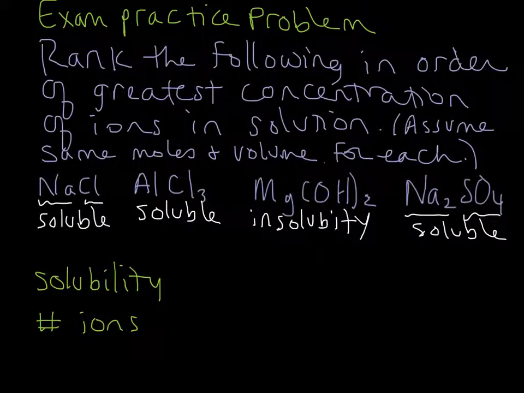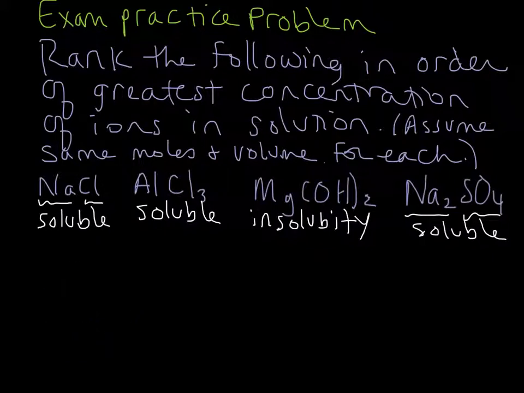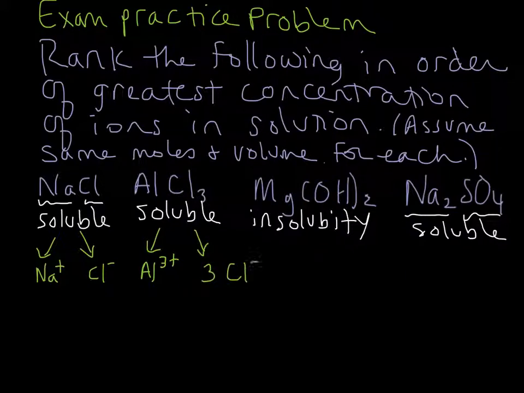The second step is to figure out how many ions each substance would dissolve into. I'm going to erase this part. So we've done the solubility, and let's look at the number of ions now. Let's give us a little more room. Sodium chloride is going to dissolve into sodium plus and chloride anion. Aluminum chloride is going to dissolve into aluminum 3 plus and 3 chloride anions.